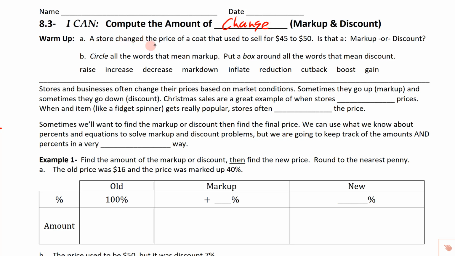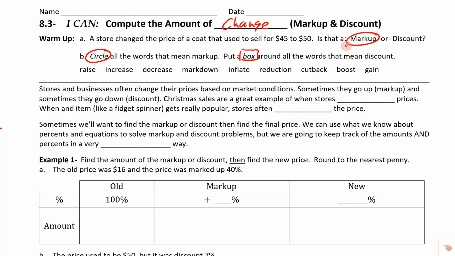A store changed the price of a coat that used to sell for $45 to $50. Is that a markup or a discount? Well, if the price went up, that's a markup, okay? Discount would mean the exact opposite. It would mean the price would go down. So on part B, we need to do two things. We're going to circle all the words that mean markup, and we're going to put a box around all the things that mean discount. So let's do the things that mean markup first.